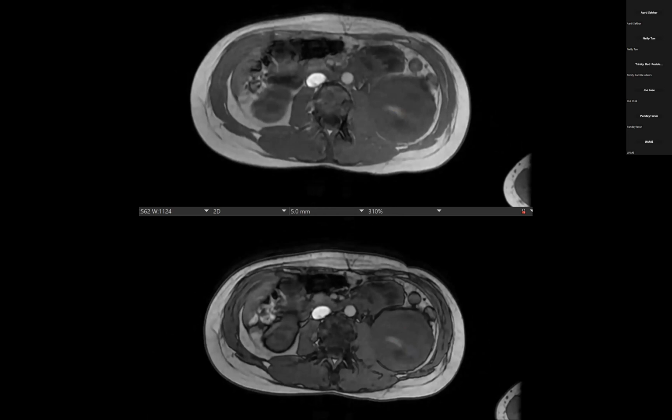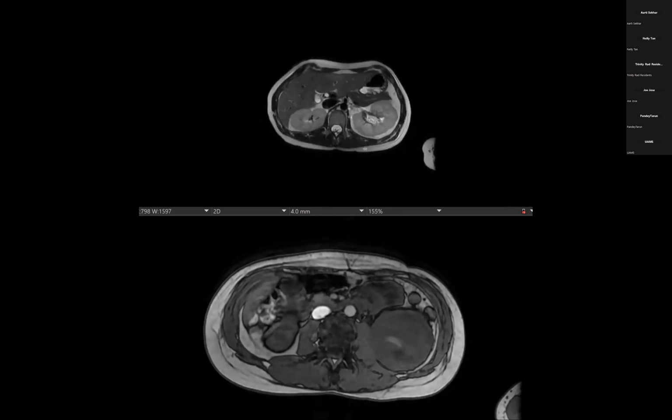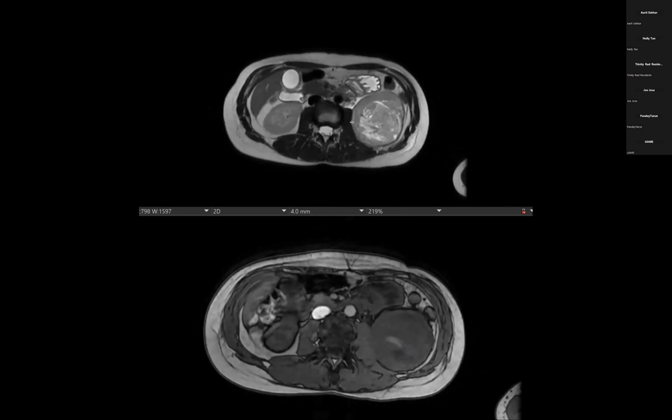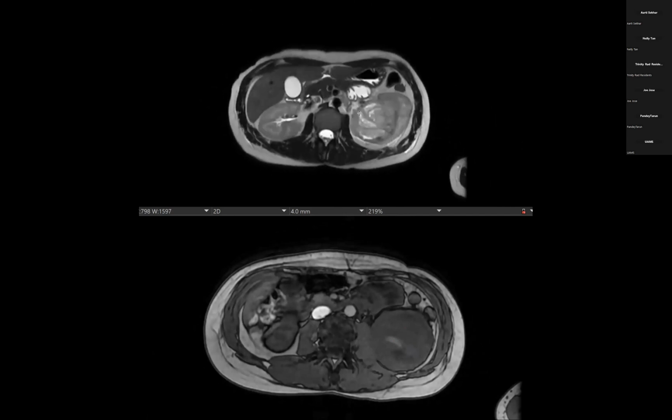Although there's always a lipid poor AML, but lipid poor AMLs don't necessarily have microscopic fat, and they're T2 hypointense. This one is T2 heterogeneous.